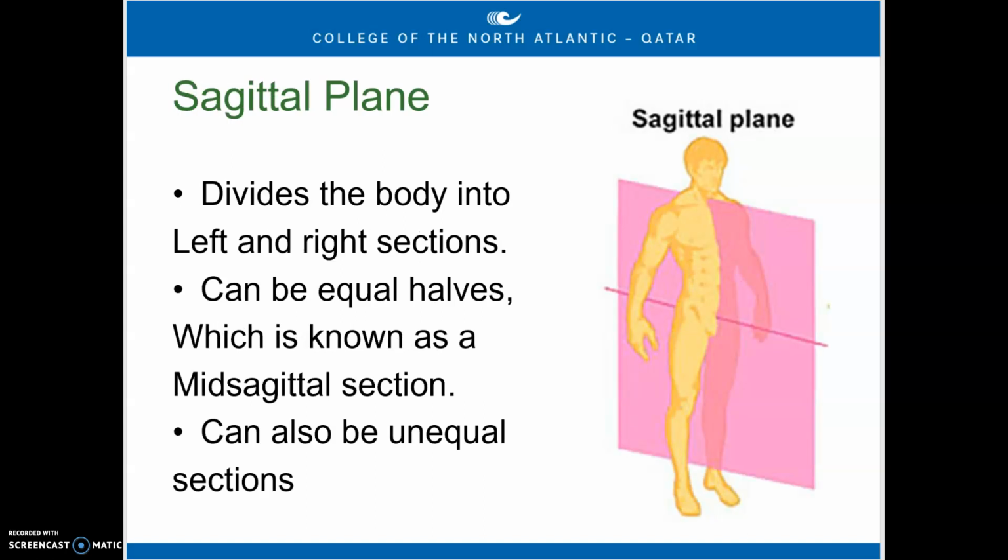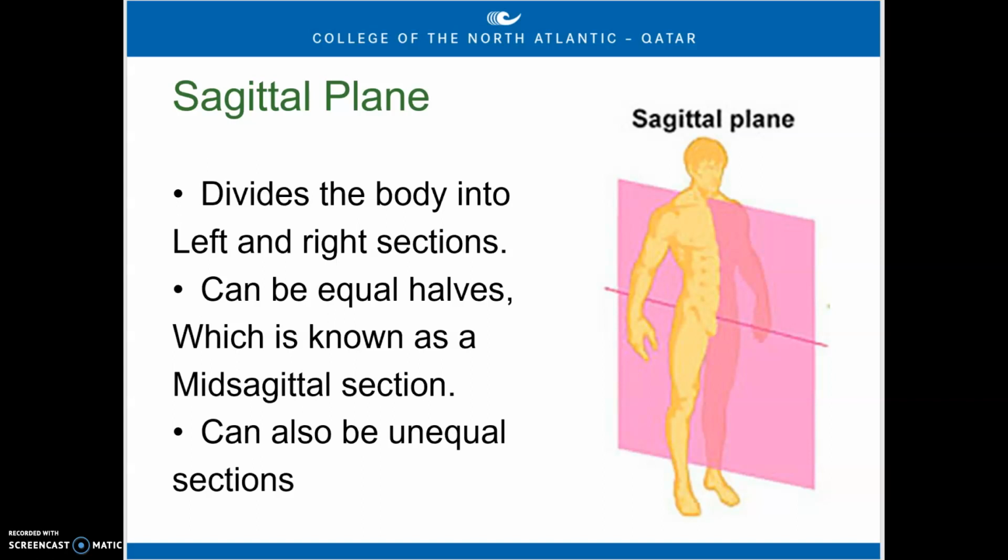A sagittal plane is one that's going to divide the body into left and right halves. It can be equal halves, so if we split the body right down the middle, the internal structure won't be equal, of course, because our internal organs are not exactly mirror images, but the outside of the body would appear as equal left and right halves. Now those are called a mid-sagittal section.